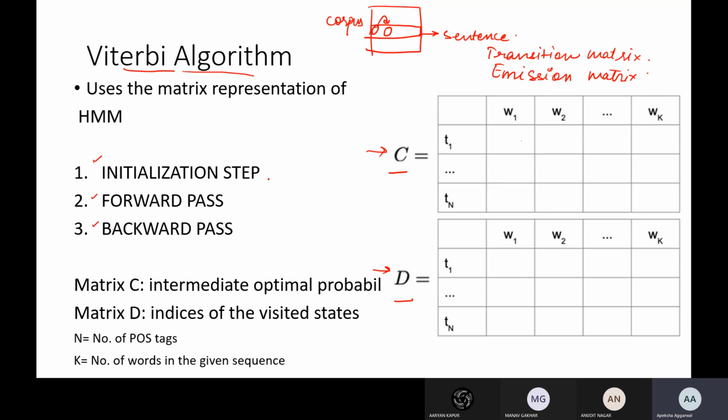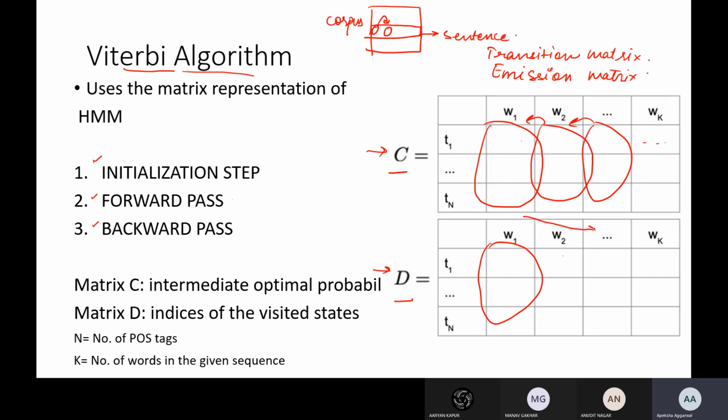So in the initialization step, we initialize this first column over here, and in the forward pass, we move from left to right. We generate the third column from the second column, and so on, the kth column from the k minus 1th column. Similarly for this D matrix: we generate the second column from the first column, the third column from the second column, up to the kth column from the k minus 1th column. All right. So in the forward pass, we move column by column, left to right.